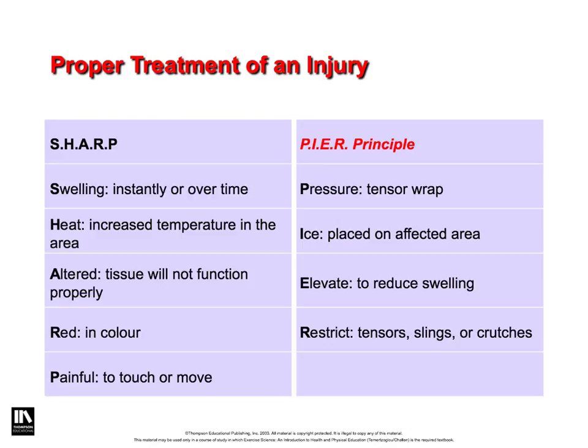And lastly, how do I know if I have an injury? You use the term SHARP. So S stands for swelling. You could get swelling instantly or over a little bit of time. Heat. The area is going to be quite hot in temperature if it's been injured. Altered, it's not going to work properly. You're not going to be able to step on an ankle if it's hurt. You're not going to be able to move it as well as you used to. It might be a different color.